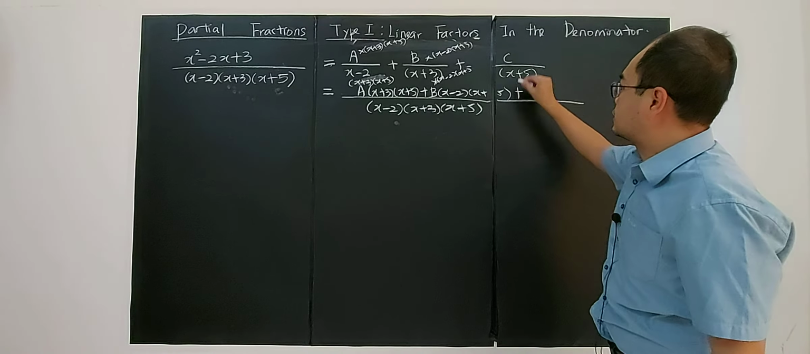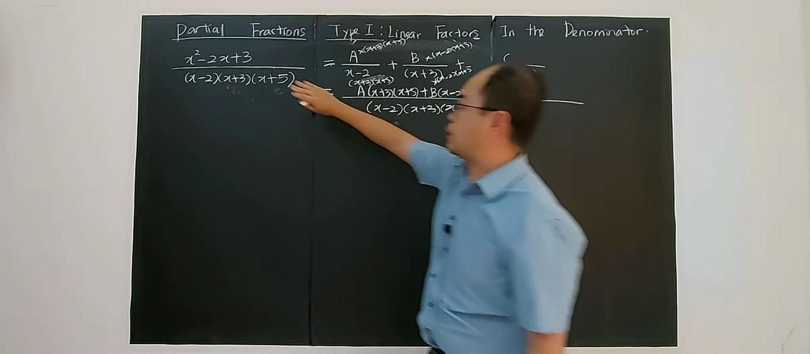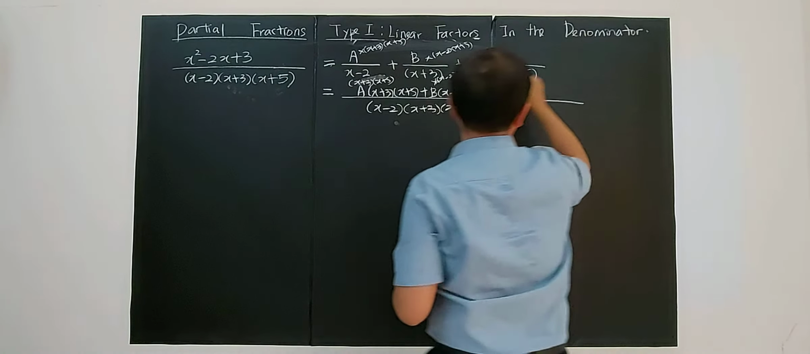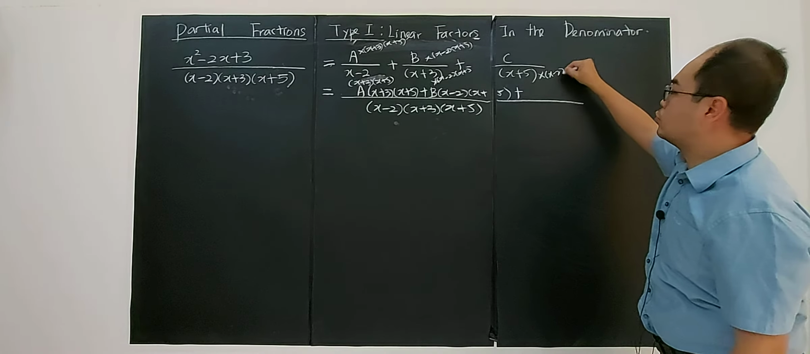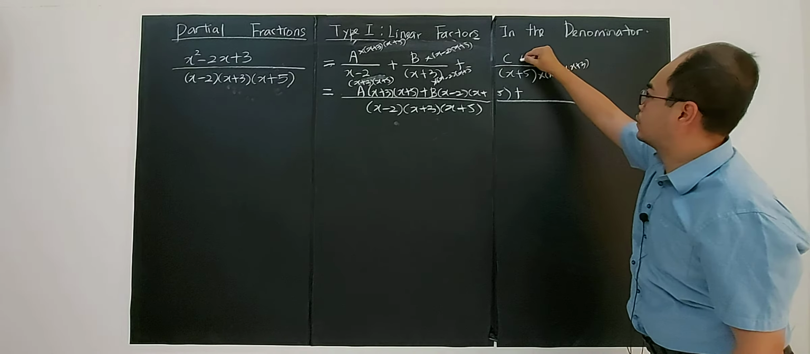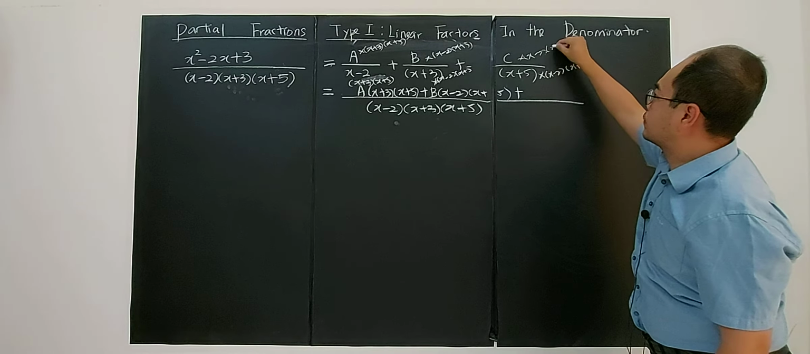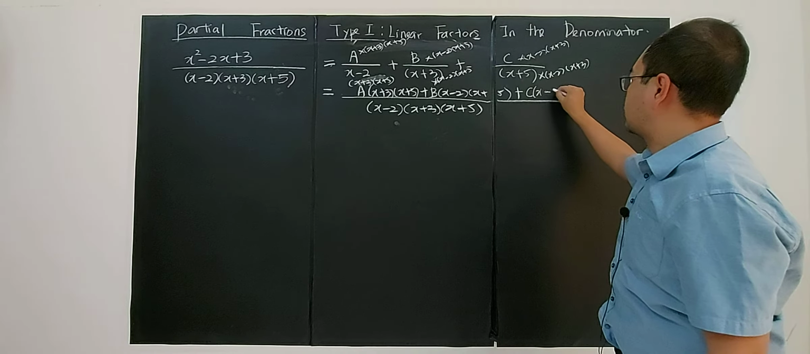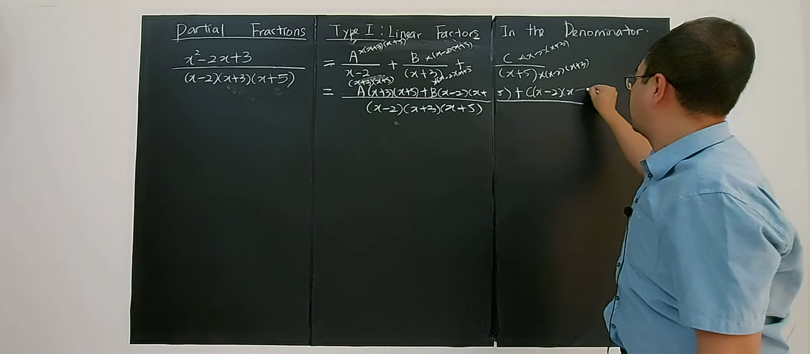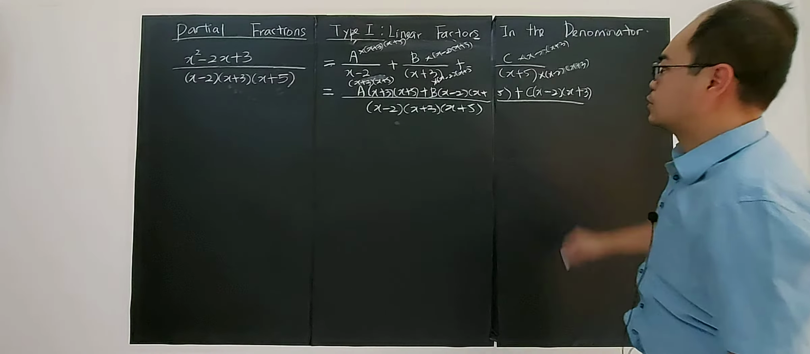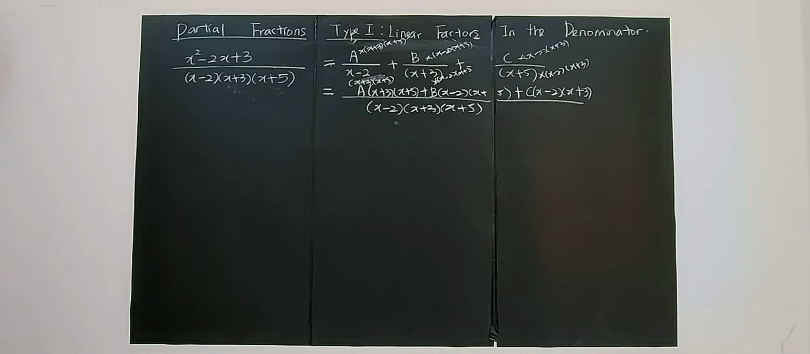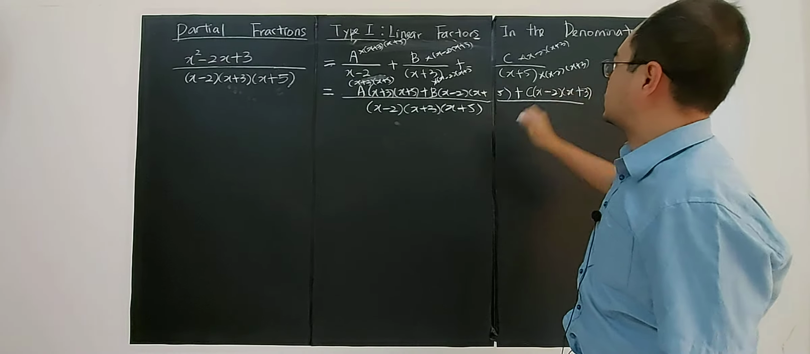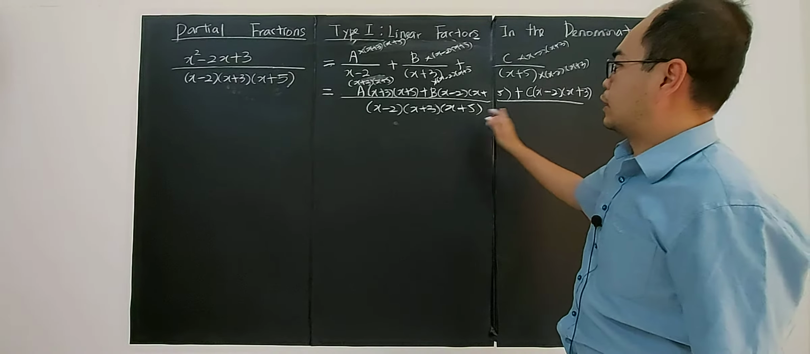Again, you look at C. You have x plus 5, so you need the other two. You need to multiply with x minus 2 and x plus 3. So C times x minus 2 times x plus 3. You double check whether you multiplied correctly or not. If you observe, yes. So now you compare.